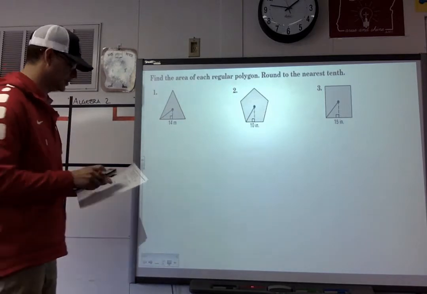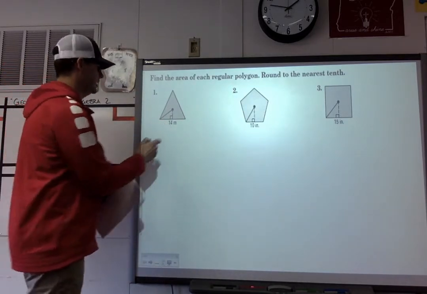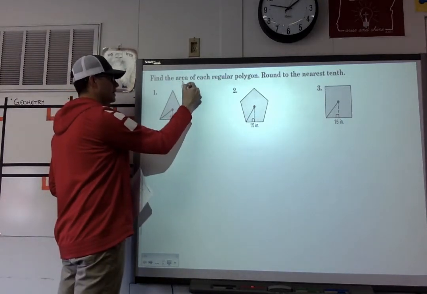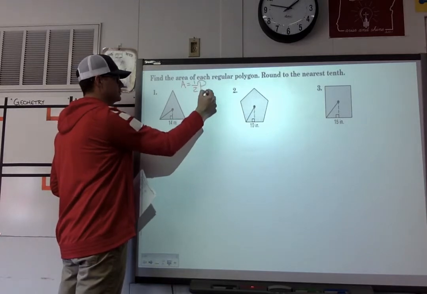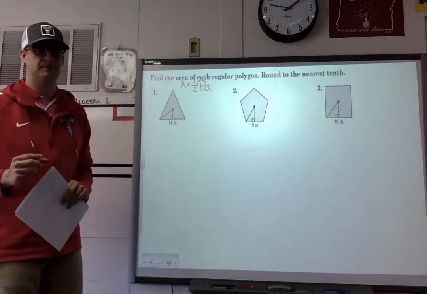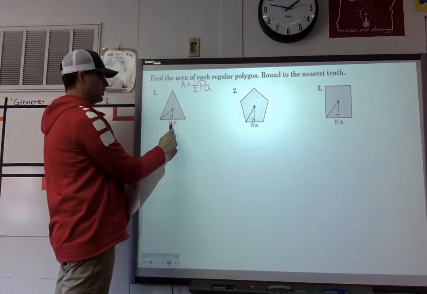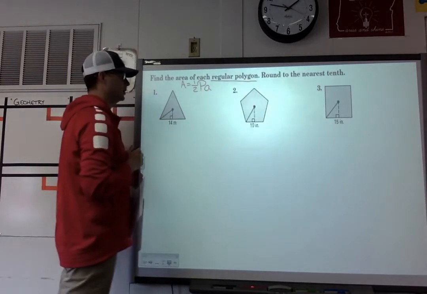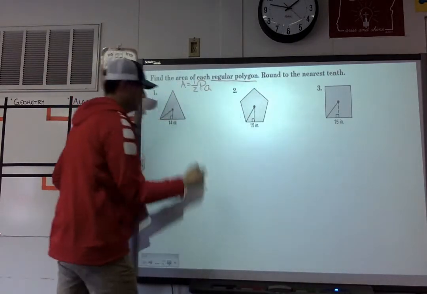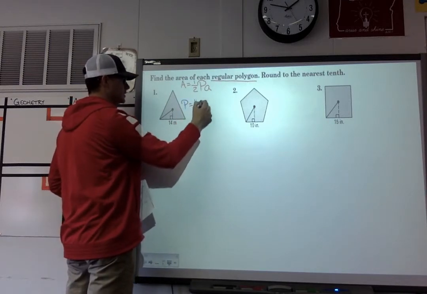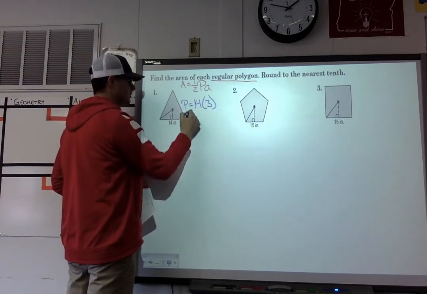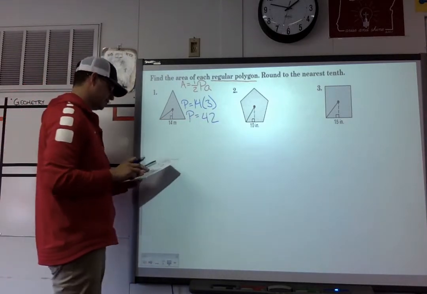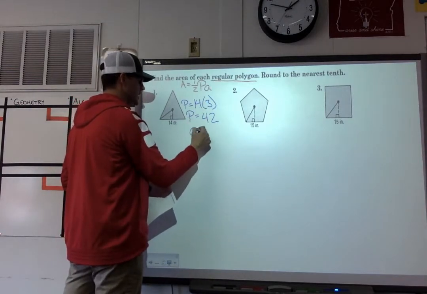Let's take a look at number 1 here. It has a base length of 14 meters. So again, remember, area is equal to 1/2 times the perimeter times the apothem. So here, if we know that one side is 14 meters, it tells us that it's a regular polygon. So we can say that the perimeter, in this case, would be equal to 14 times 3, which is 42.